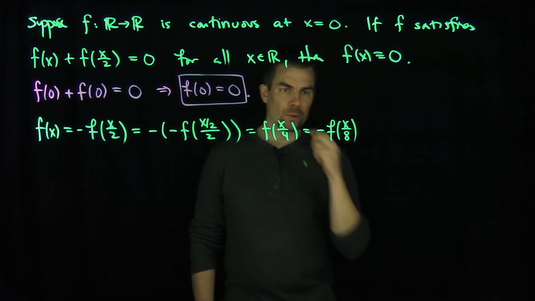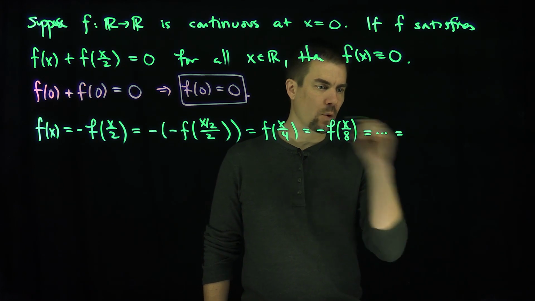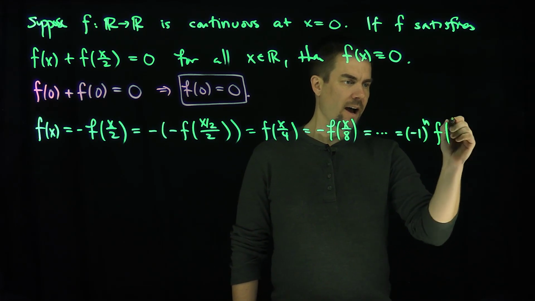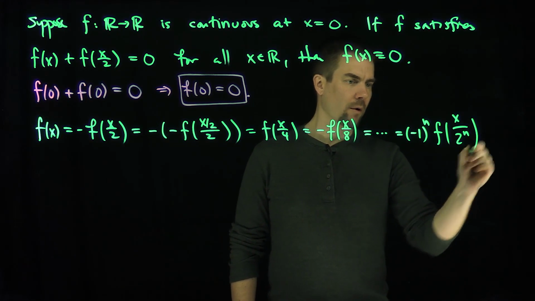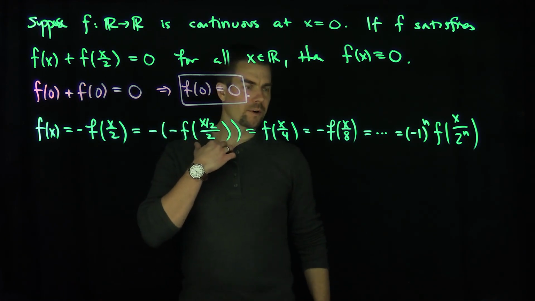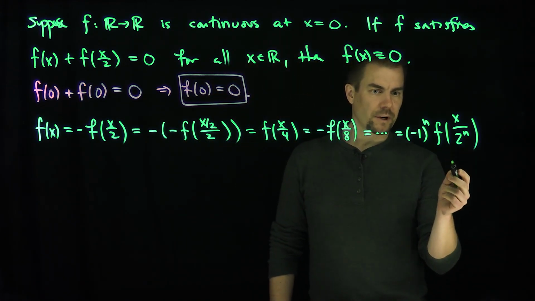Okay? And so what's this going to be? With 3 times I get a negative, so I claim if we do this n times, I'm going to have a negative 1 to the n. The parity should be correct. F of x over 2 to the power n. Okay? And so now what's happening over here? So I have a bounded sequence over here.